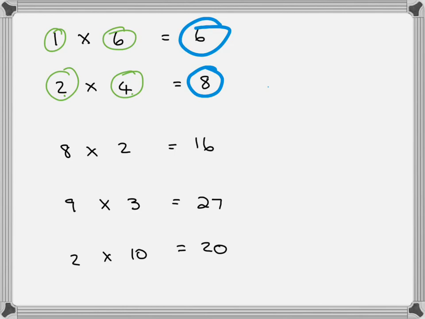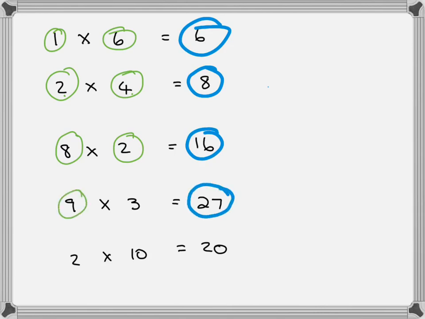Let's look at the factors of 16 in this particular case. 8 times 2 equals 16. So the factors there are 8 and 2. In the next one, how did we get to 27 here? What were our factors? They were 9 times 3. The next one, how did we get to 20? We said 2 times 10. And those were the factors to get to 20 in that case, 2 times 10.